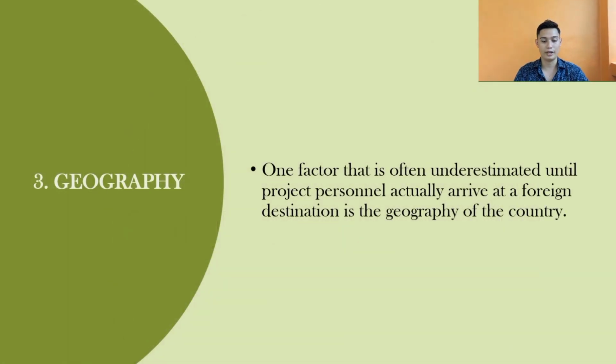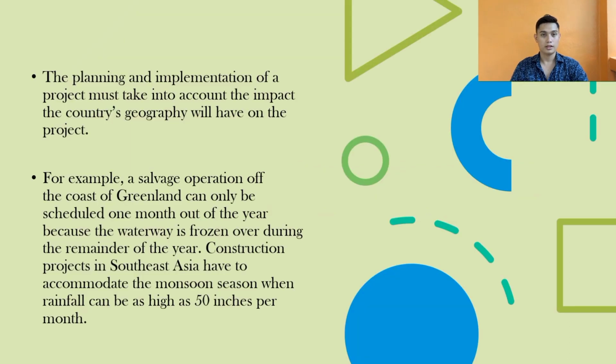Third is geography. One factor that is often underestimated until project personnel actually arrive at a foreign destination is the geography of the country. The planning and implementation of a project must take into account the impact the country's geography will have on the project. For example, a salvage operation off the coast of Greenland can only be scheduled 1 month out of the year because the waterway is frozen over during the remainder of the year. Construction projects in Southeast Asia have to accommodate the monsoon season when rainfall can be as high as 50 inches per month.